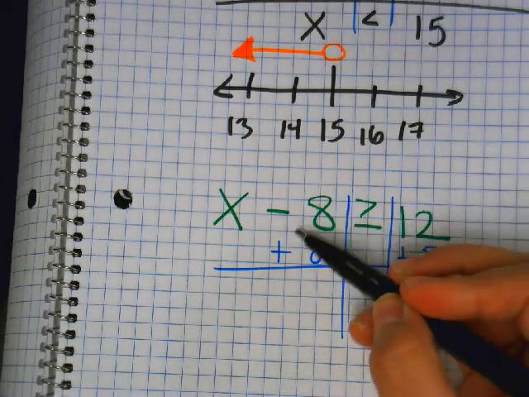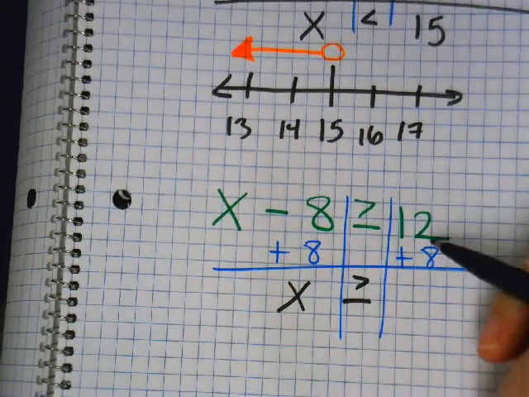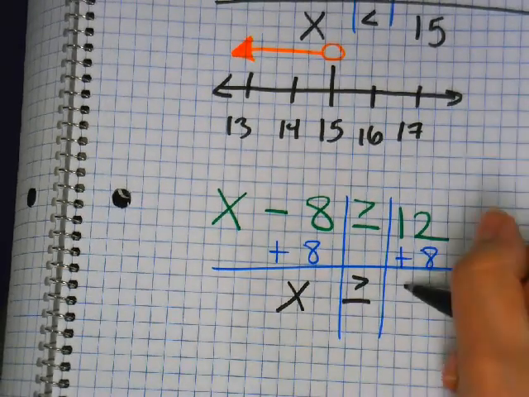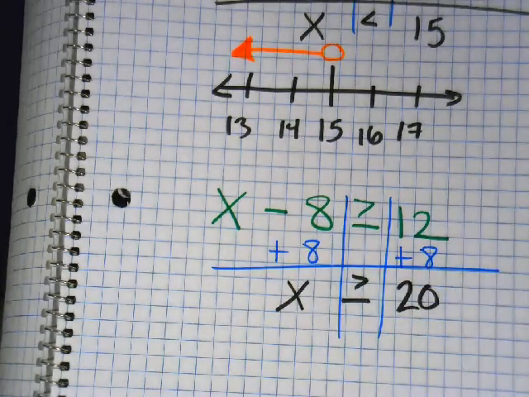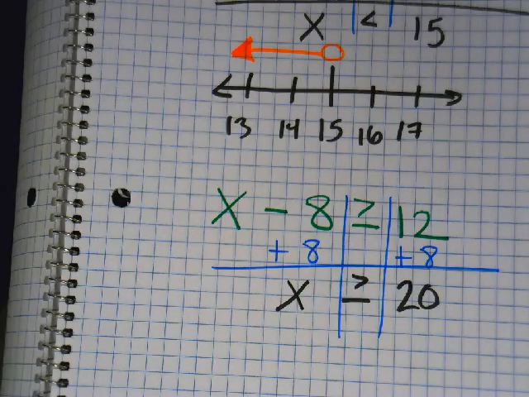What do we get here? We get 0. X greater than or equal to, and then what's 12 plus 8? 20. Is there anything left on this side? No. And then our goal is to get x by itself. That's all we want. X by itself. So we're done.